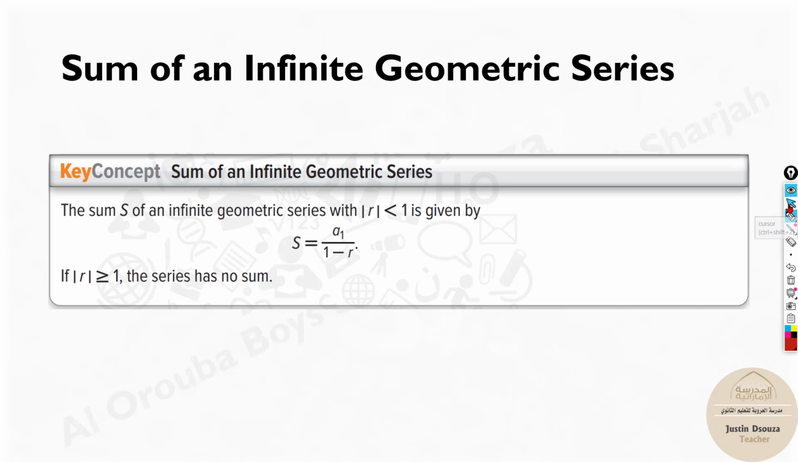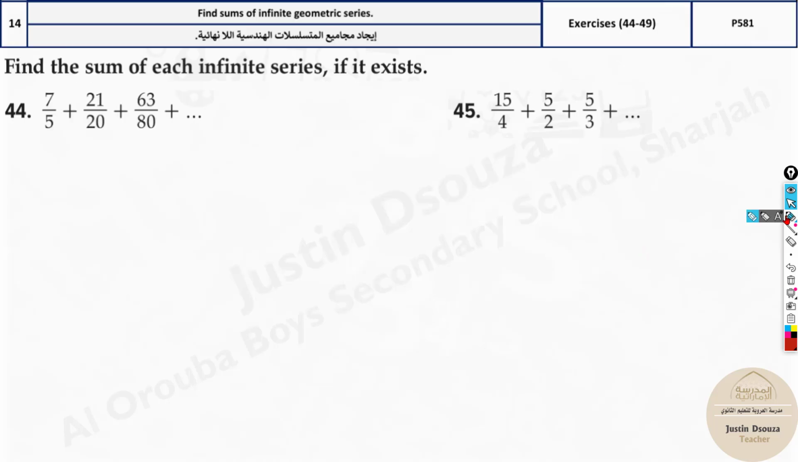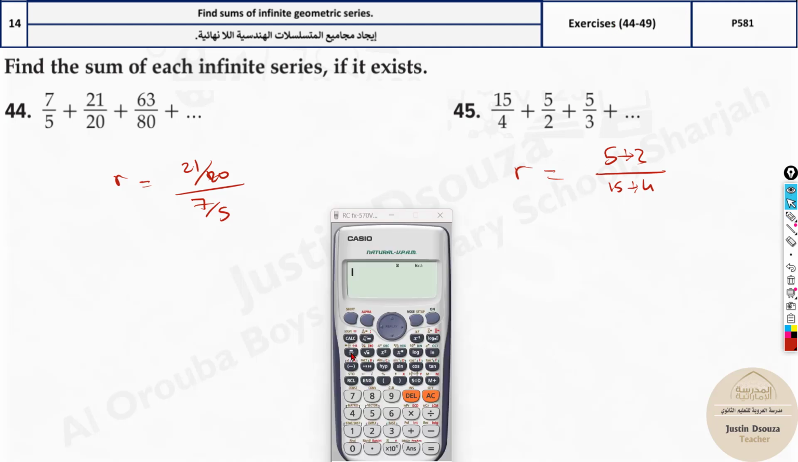So we will look into the problems here. First step, you need to find r for all the terms like this. Just find r. Second term, 21 divided by 20, divided by 7 divided by 5. Or it's easier to write like this: 5 divided by 2, the whole fraction, divided by 15 divided by 4. You can try solving it by hand, but it's better to use a calculator, it saves a lot of time.